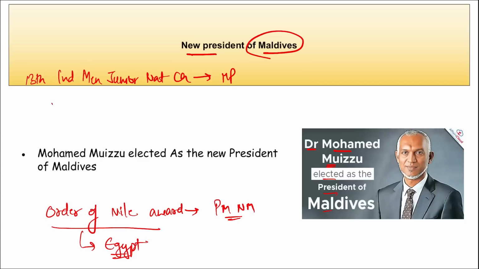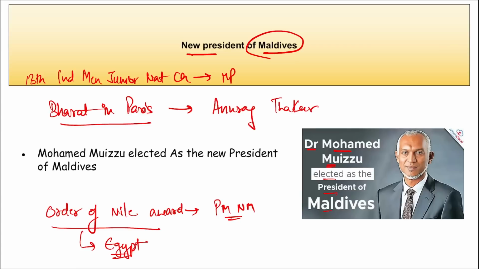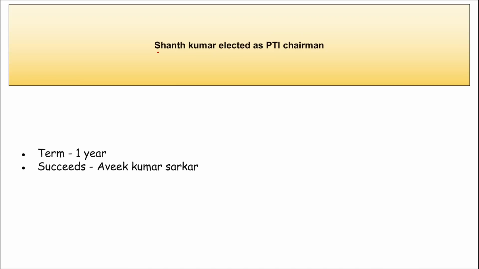Then who flagged off the Bharat in Paris campaign? This Bharat in Paris campaign was flagged off by Anurag Thakur. Then who set a Guinness World Record for 200 international caps? He will be Cristiano Ronaldo and he's a very famous football player. Right? Next, Shant Kumar has been elected as the PTI chairman.